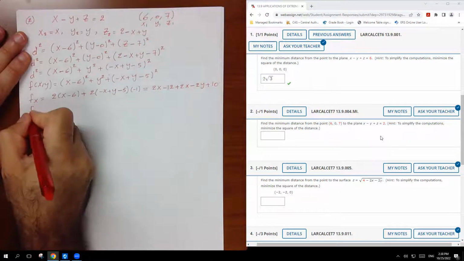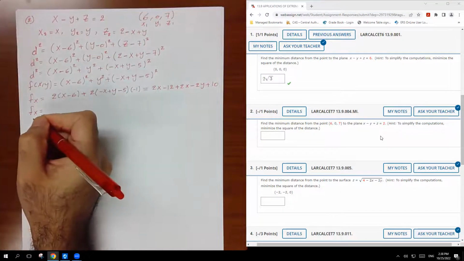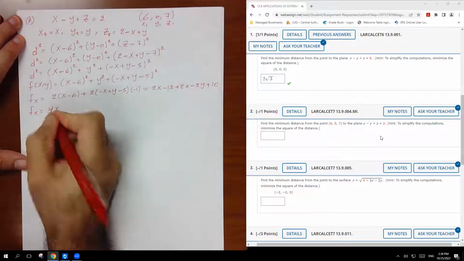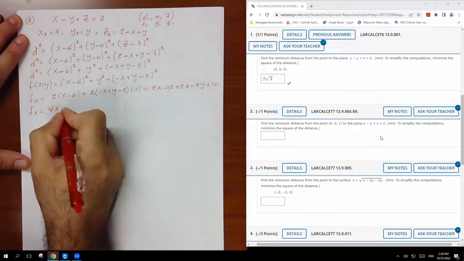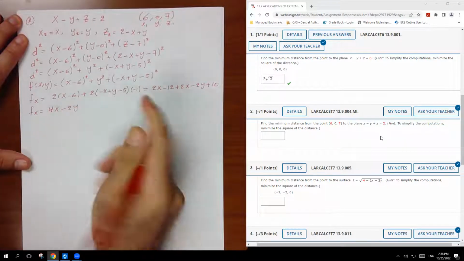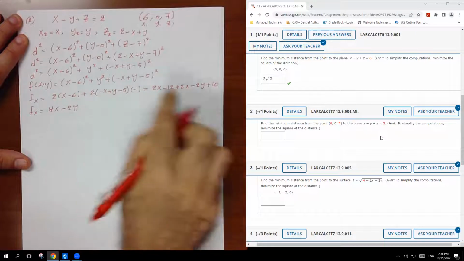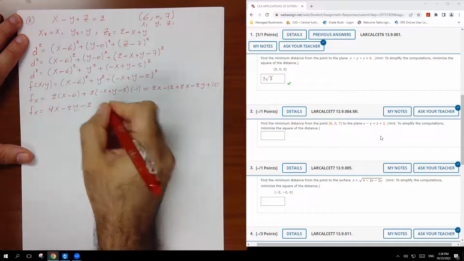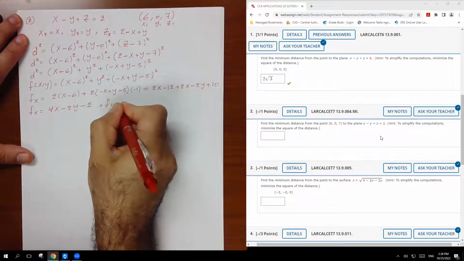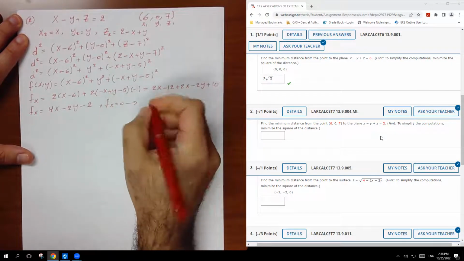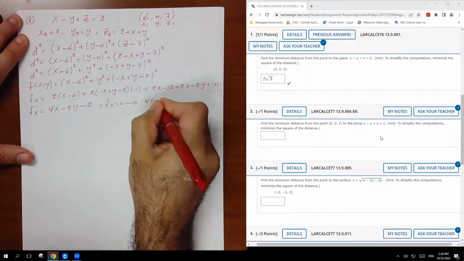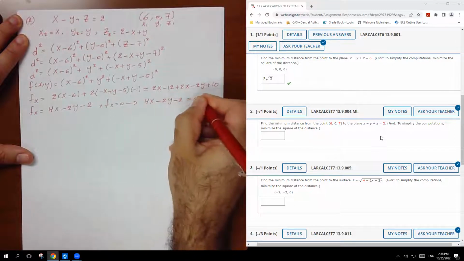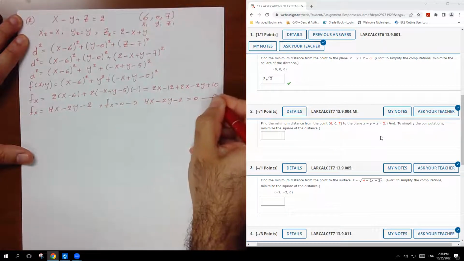That means f sub x, combining the like terms, 2x plus 2x is going to be 4x, minus 2y, and negative 12 plus 10 is going to be minus 2. Now I'm going to do it right away. f sub x equals 0. That means it's going to be 4x minus 2y minus 2 equals 0. And I'll say this is the first equation.